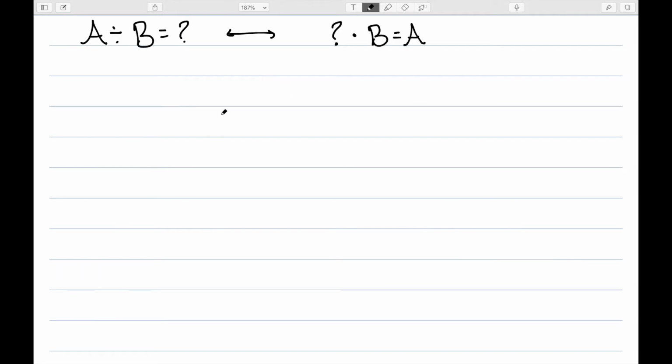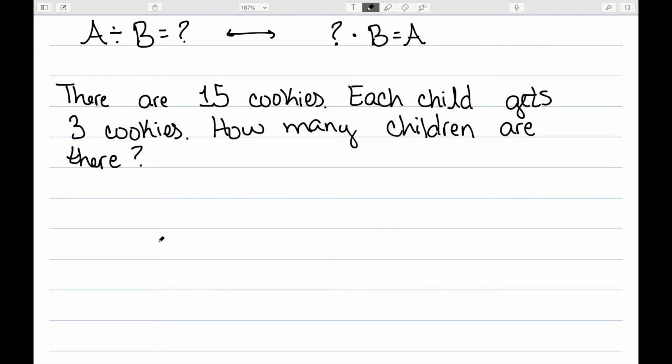Let's start with the measurement division. How many groups do we have? There are 15 cookies. Each child gets 3 cookies. How many children are there? So we don't know how many groups we have, but we know that each group gets 3, and there's 15 total.